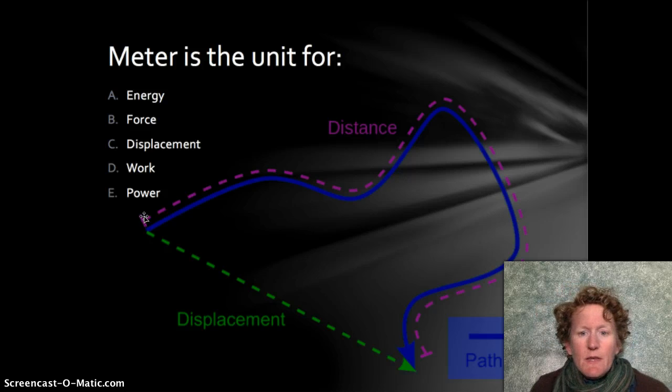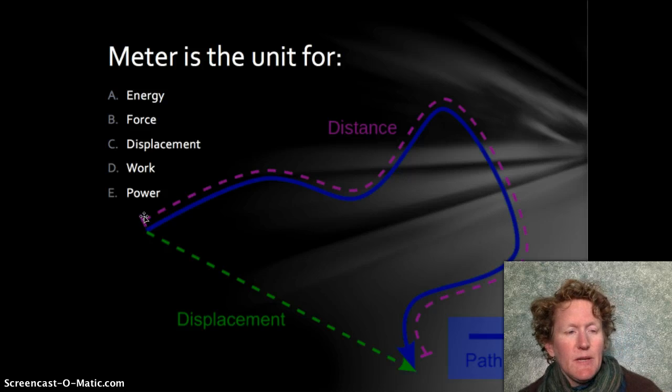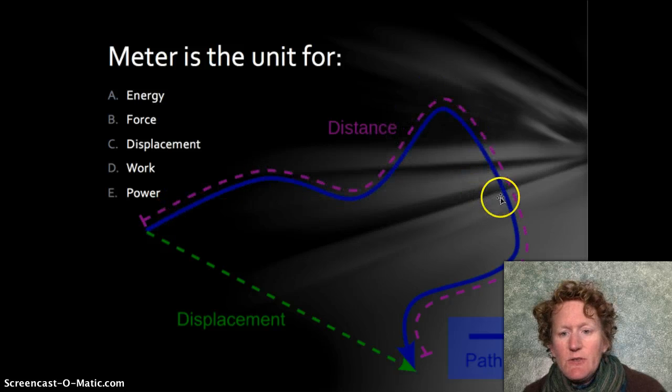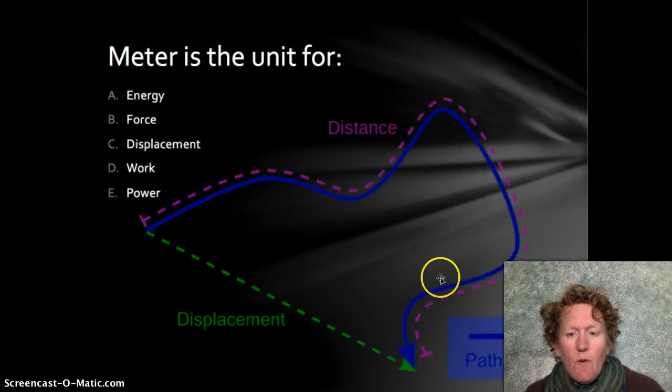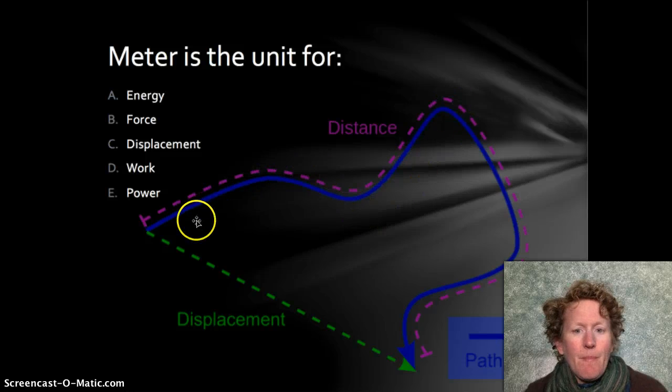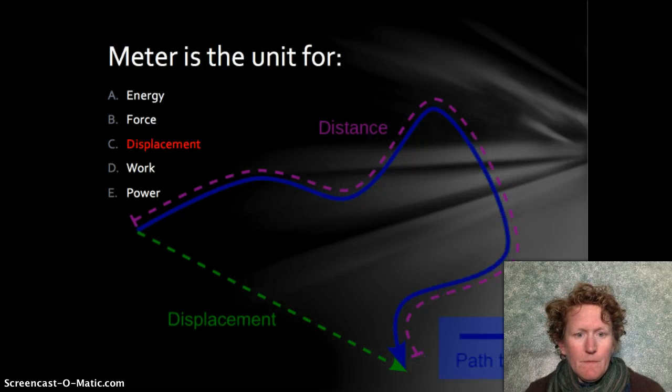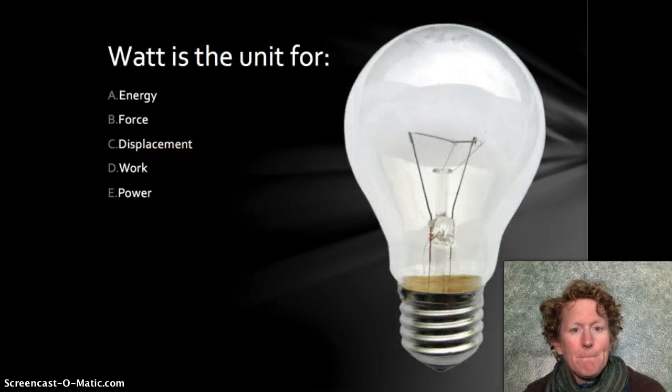Meter is the unit for displacement. Displacement is how far you've moved something when you're doing work. It's different from distance. Distance is traced across the whole path. Displacement is kind of the bird's eye view of your path. So displacement is measured in meters.